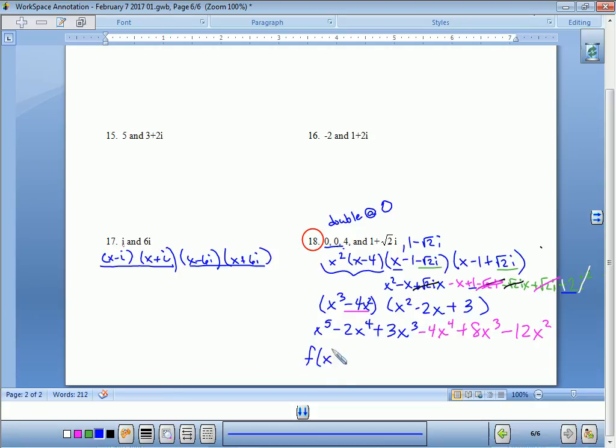So our polynomial in standard form, x to the 5th, we got a negative 2 and a negative 4, which makes a negative 6x to the 4th. Got a positive 3 and a positive 8. That's right, it's positive 11x cubed minus 12x squared. That's it? And that's it. I'm done.